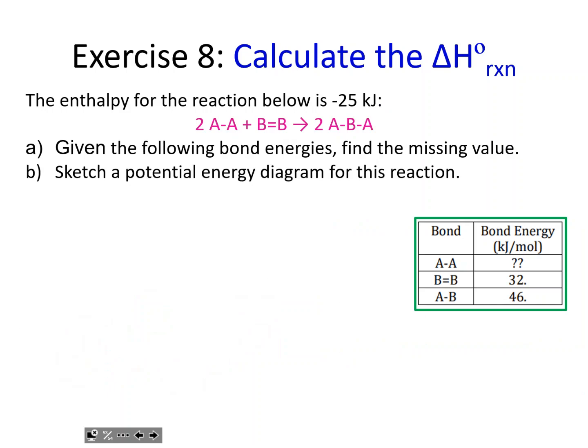Now your turn. Here you go. Practice. All right, so another bonds broken minus bonds formed because we see over here we were given bond energy. So sum of the bonds broken minus the sum of the bonds formed.